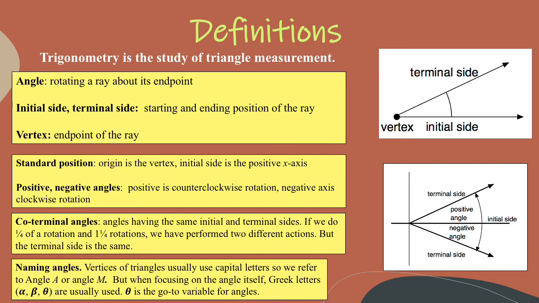The vertices of triangles usually use capital letters. So in trig, we sometimes refer to angle A or angle M. But when focusing on the angle itself, Greek letters such as alpha, beta, and theta are usually used. Theta is the go-to variable for angles, just as x is the go-to variable in algebra.